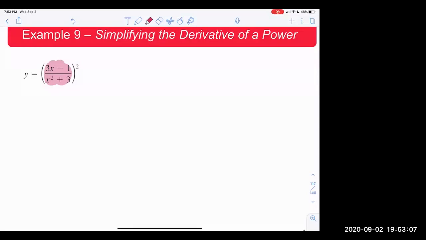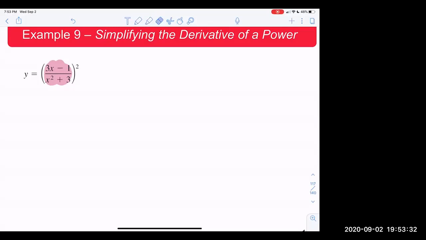See what it is. Is it something times something else? Is it something divided by something else? In this case, the overall structure is something to a power. Well, that's easy. But inside it is a quotient. But the inside stuff is just the dip, right? So we just expect to do that quotient rule as part of our dip, okay?